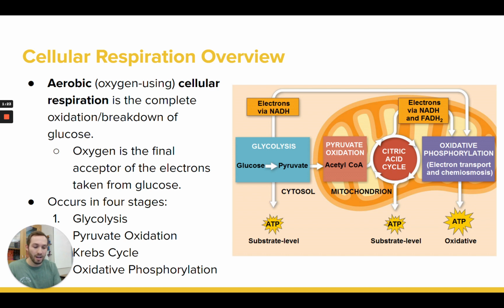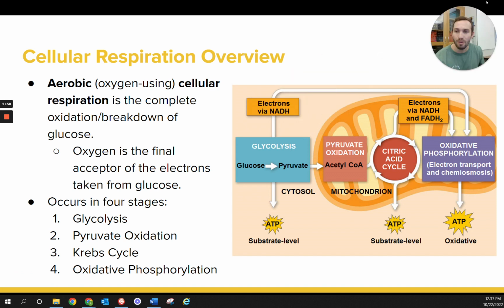For now, we're going to look at what this process of cell respiration looks like if there is oxygen available. When there is oxygen, its role is to be the final acceptor of those electrons that we are taking from glucose, just like we talked about in the last video. That's the whole reason you're breathing right now: for oxygen to accept those electrons at the end of cell respiration, allowing your body to continue making more and more ATP to power your body.